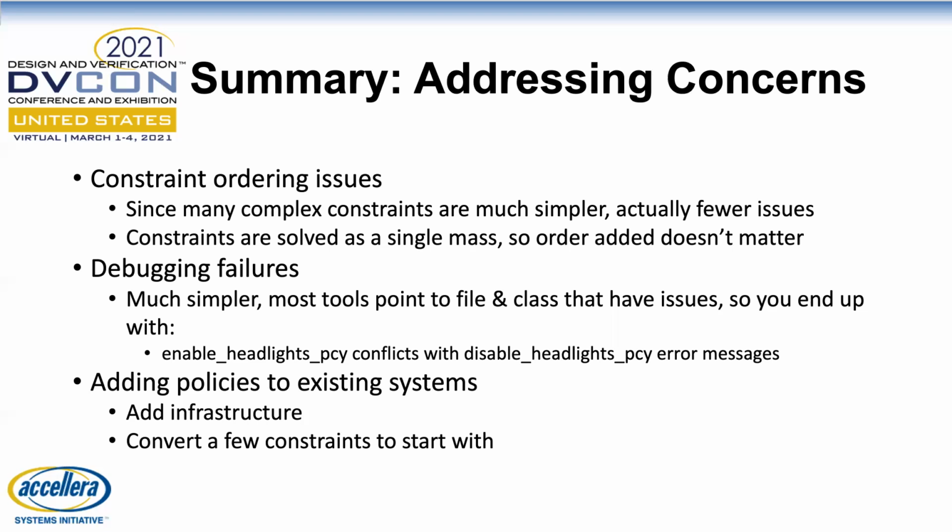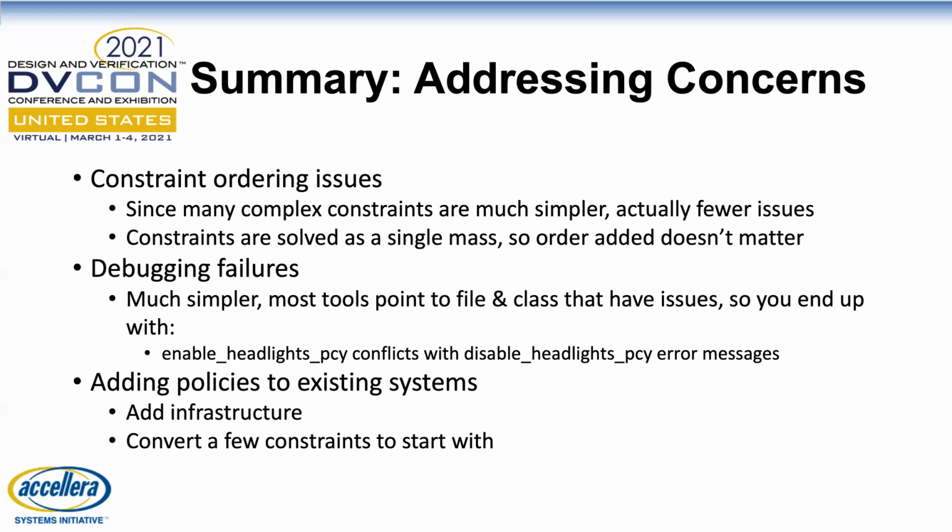The second concern has to do with debugging constraint failures. Was that harder with policies? It turns out that in our case, it became much simpler. The tools that we've used all give a file name and a line number for constraints that caused a conflict. Since all of our policy classes are in separate files whose names match their class names, the error message generally pointed straight to the issue, which was often that we had conflicting policies in the policy list, often as simple as enabling and disabling at the same time. This kind of naming and grouping made fixing these issues trivial.